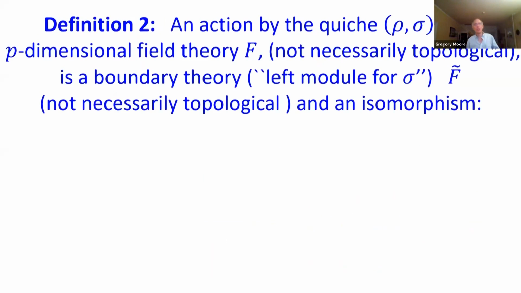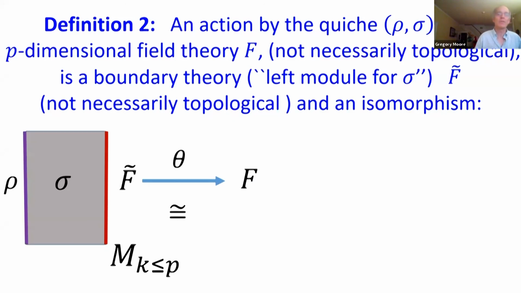And then definition 2 is that an action by the quiche, rho sigma, on a p-dimensional field theory F, not necessarily topological, is a boundary theory, thought of as a left module for sigma, call it F tilde, not necessarily topological, and an isomorphism of this p-dimensional theory with our p-dimensional theory F. So that isomorphism is called theta. So that's the data that we give. That's the data we use to describe an action of the quiche on a p-dimensional field theory.